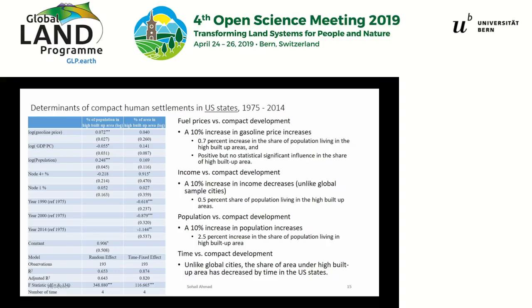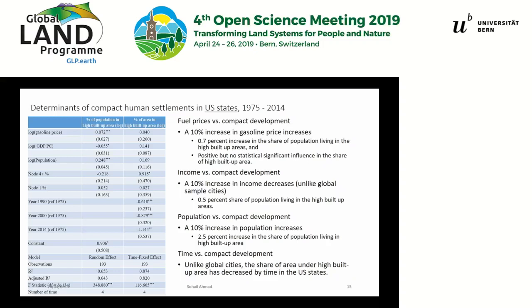But one surprising result was that, when we included time fixed effects because of model specification, the percentage of area in the high built-up area is decreasing over time in the US states. We didn't find that in global cities. So it's a little surprising, or maybe very interesting. The US has a different kind of system, and this is US state-level data, not city-level, so it may have a different impact.